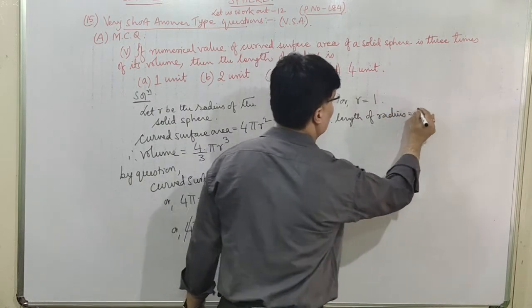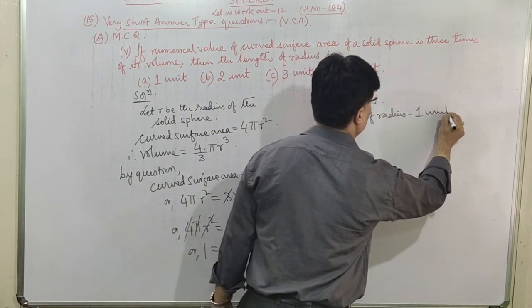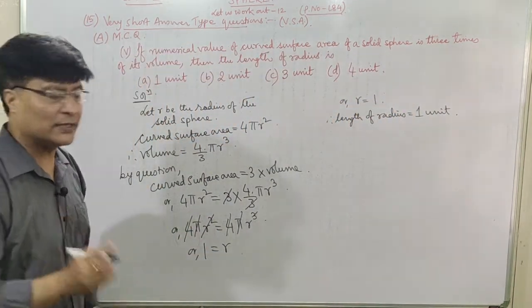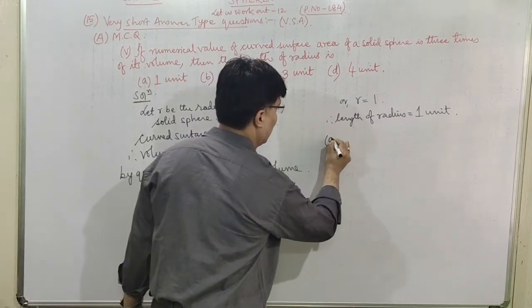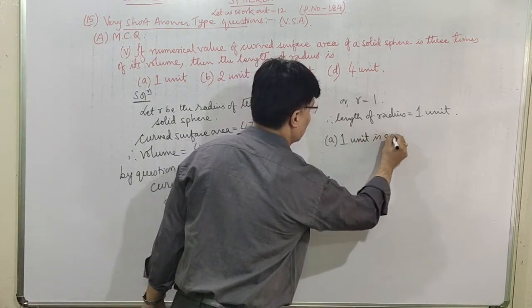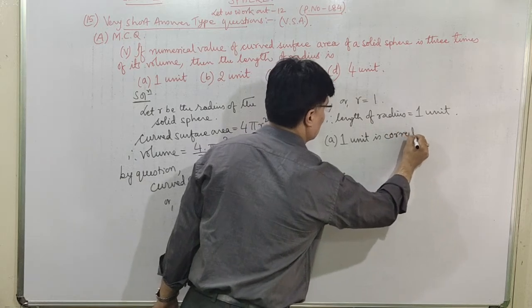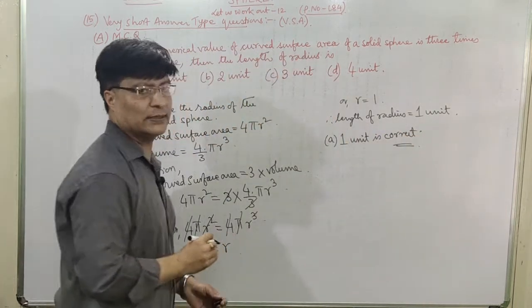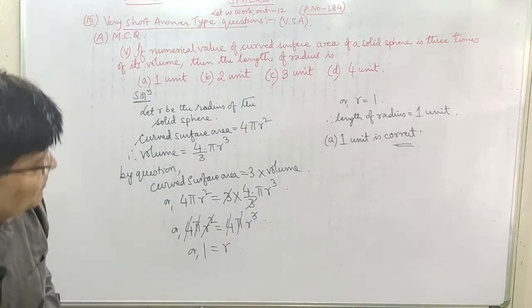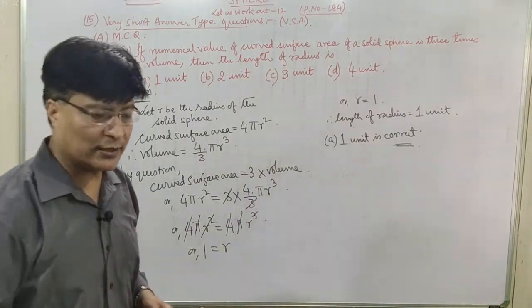Therefore, you can write down the answer as length of radius is equal to, how much is it? It is 1 unit. So which is the correct option in this case? Number A is the correct option. So number A, 1 unit is correct. So is that clear to all of you? So this is the correct answer. So you can copy it. Now we'll do the next question now.